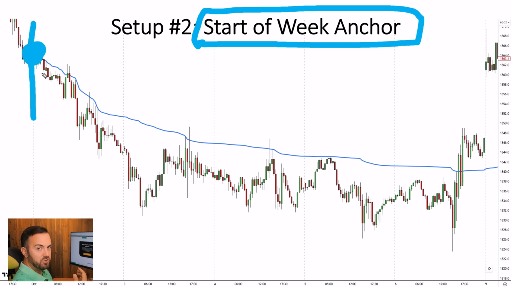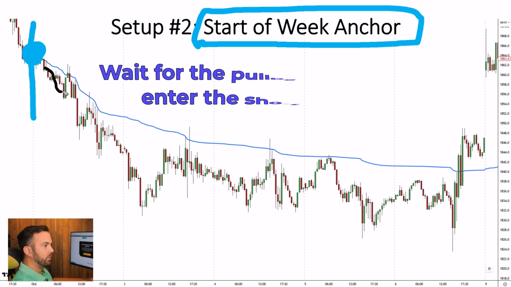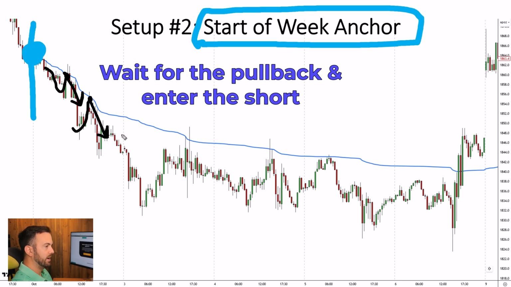So the logic is the same. You wait for pullbacks, and when the price makes a pullback to the VWAP, you enter your short, right? So that's short from here, another short would be from here, another short trade opportunity from here, another one from here, another one from here, and from here this would be a losing trade.